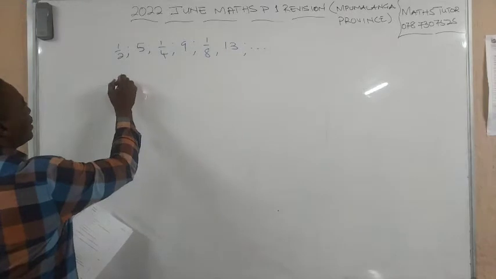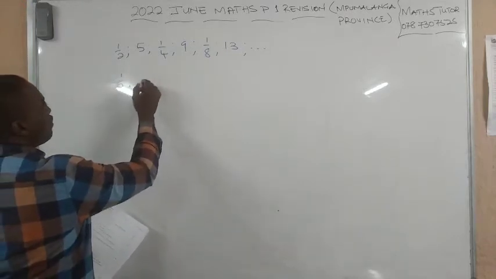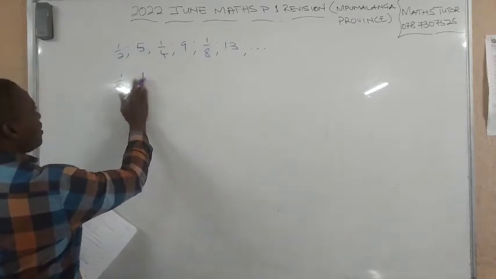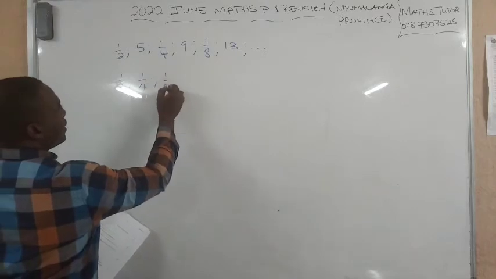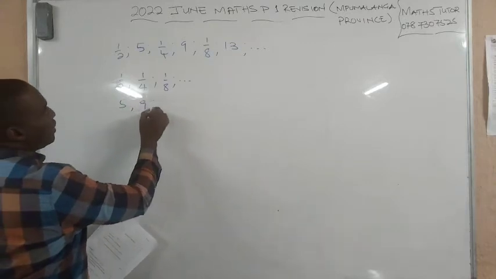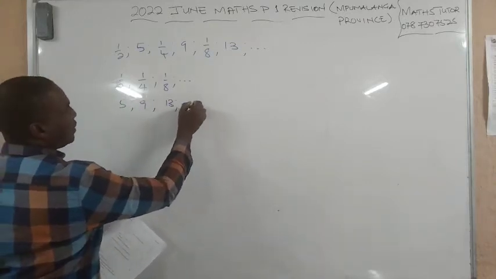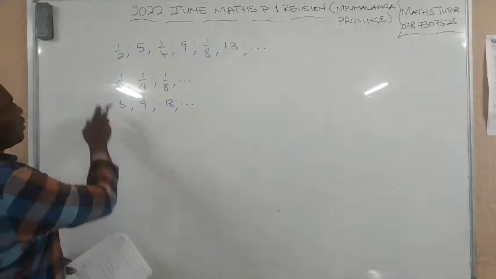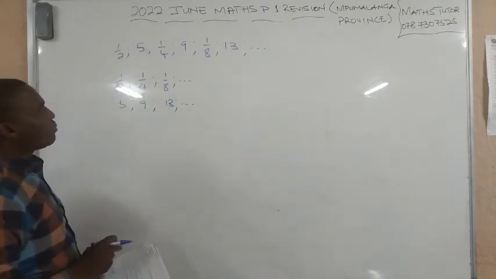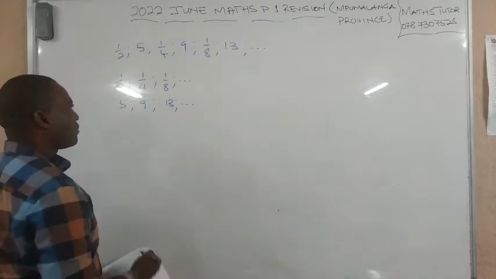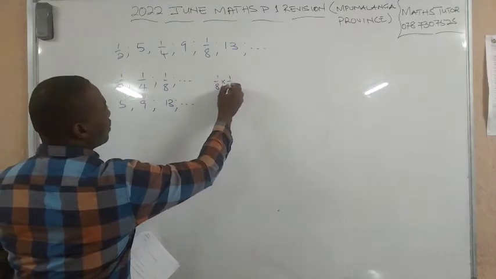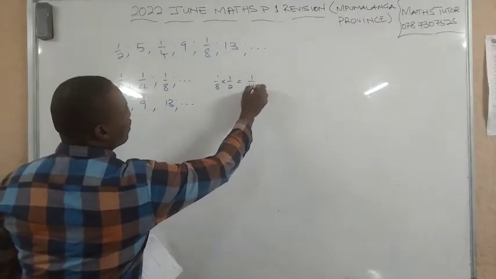We have a pattern: half, 1 over 4, 1 over 8, and then it continues. And then we have 5, 9, 18, which continues also. On the first one, we can see that each term is being multiplied by 1 over 2 to get the next term. So we are going to multiply 1 over 8 times 1 over 2, and that will give us 1 over 16.